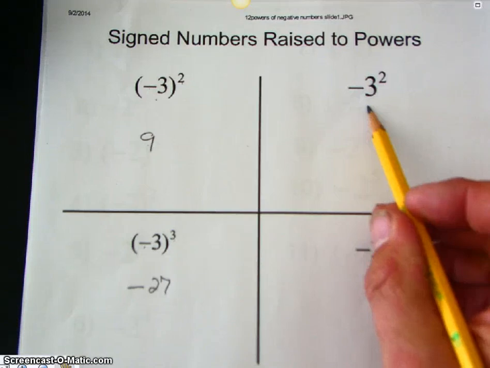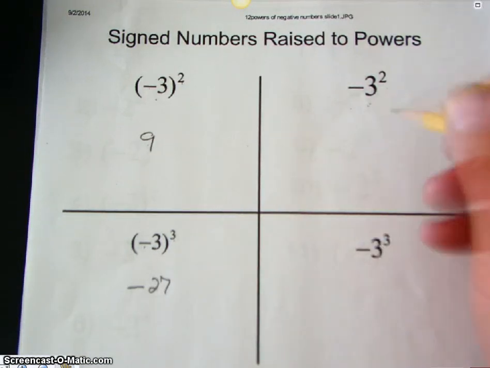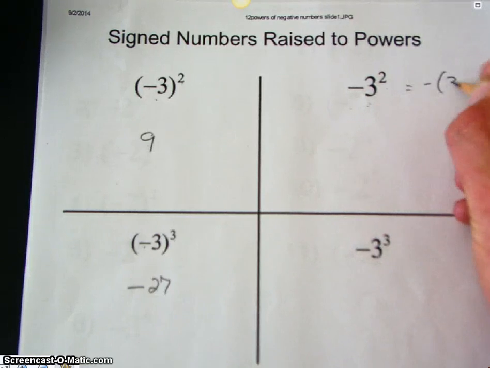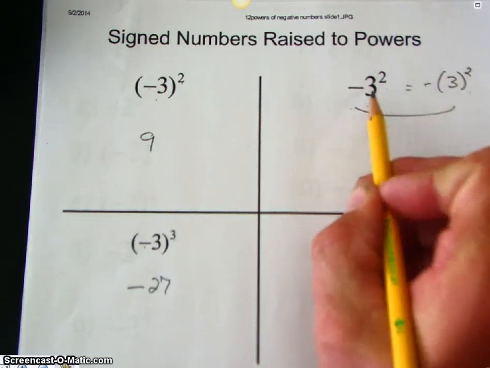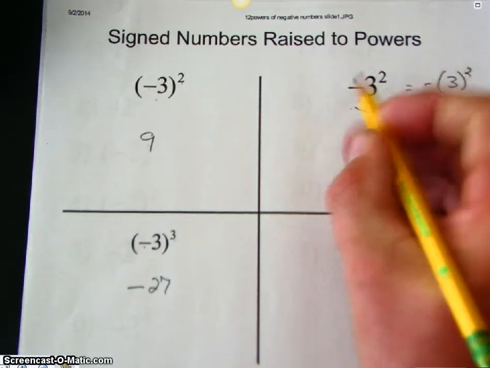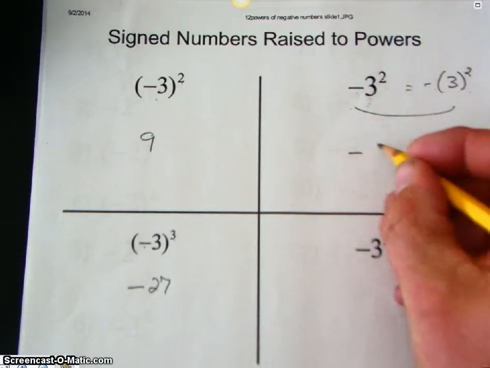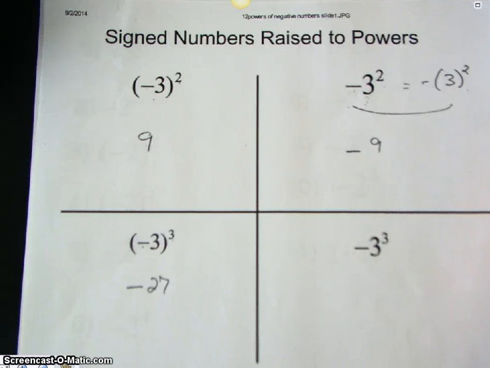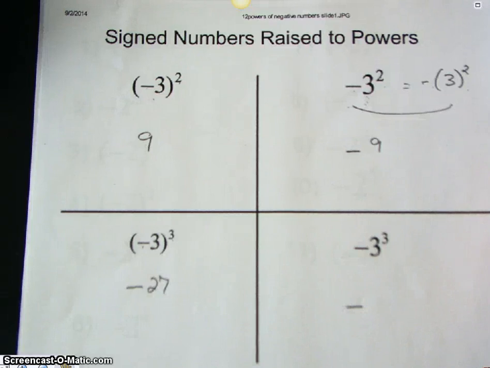Now, if you look at this one, it says -3 squared. There's no parentheses. In other words, it's the same thing as saying this. They mean the same thing. So you notice either the negative's out in front of the parentheses or there's no parentheses. That means if it's a negative, it stays a negative. And then 3 squared is 9. Here I have a negative, no parentheses, so I know my answer is going to be negative. 3 cubed is 27, so I get -27.